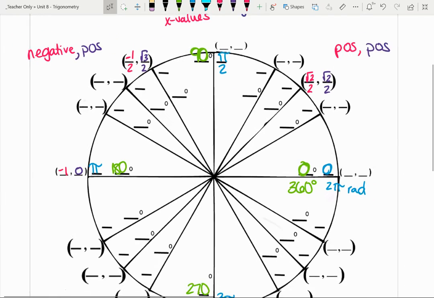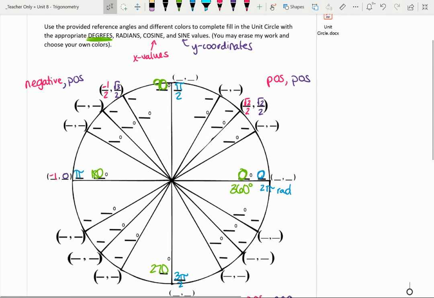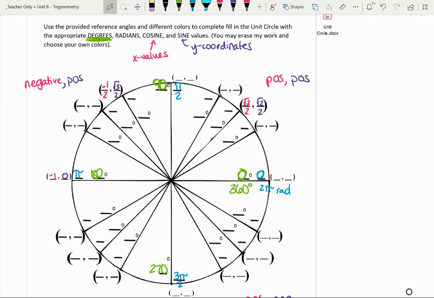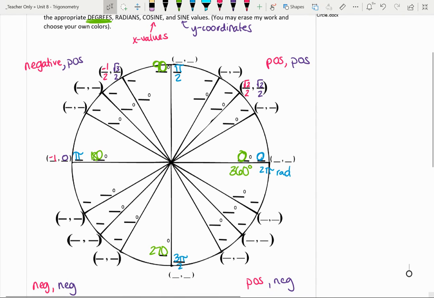When you're all done with this, you'll have all of your degrees, radians, and coordinate points, your cosine and sine values labeled using 4 different colors. We're using those colors to start to pick out those individual pieces as we build these relationships here. So keep going with this. Obviously, you can check with my answer key or use any of those answer keys that are available on the internet. So try it out.